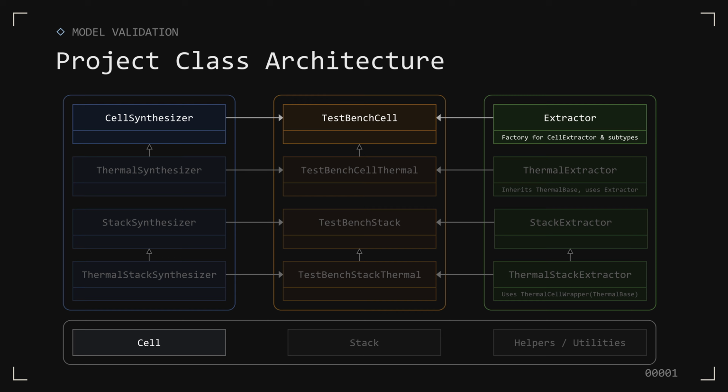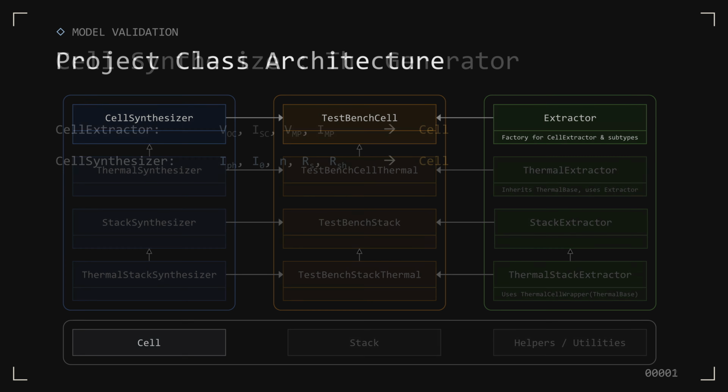By the end of this video, we'll verify the extractor and export the model into LTspice as a drop-in block. Since we've gone through the extractor and cell classes already in the previous videos, only 2 classes are left for the base project, cell synthesizer and test bench cell. And everything that's grayed out represents the thermal and stack layers that build on top of the base.